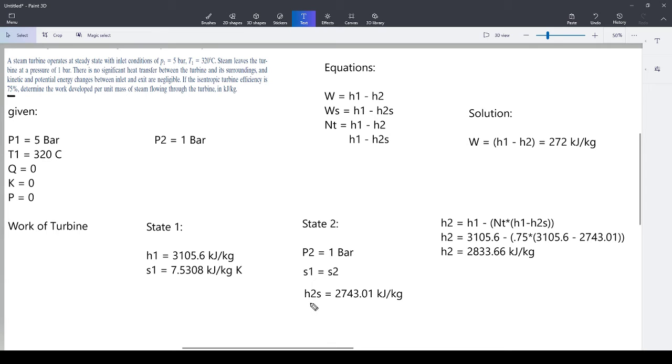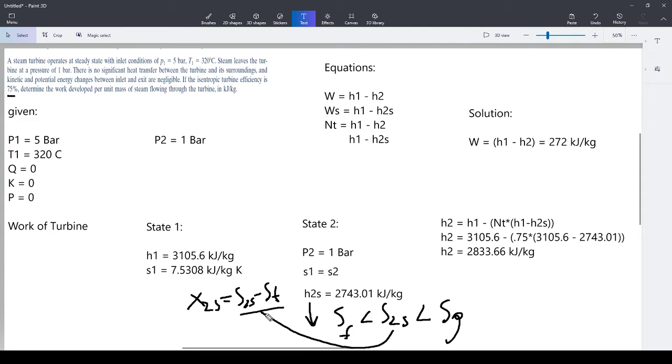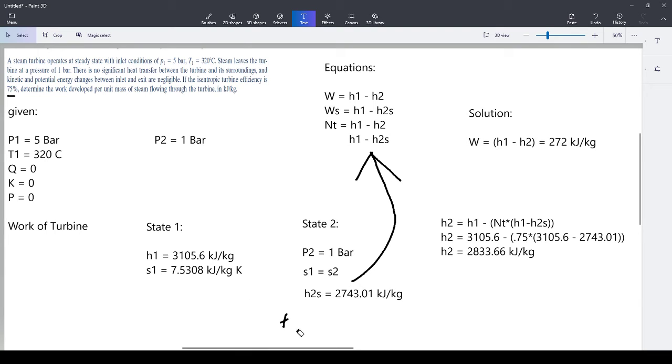A lot of the time, H2S will not lie in the superheated region. There will be times where you'll say, well, here is SF, S2, and then SG, so it has a quality. Then you find X2S, the quality of 2S, which is S2S minus SF over SG minus SF. You find it the exact same way you did before, using volume and entropy, except that now it's X2S. From X2S, you find H2S using the equation, and once you have H2S, you just plug it in here. It's the exact same for every turbine. As long as you have that process down, you should be in good shape. But we'll get much more practice with it, I am sure.